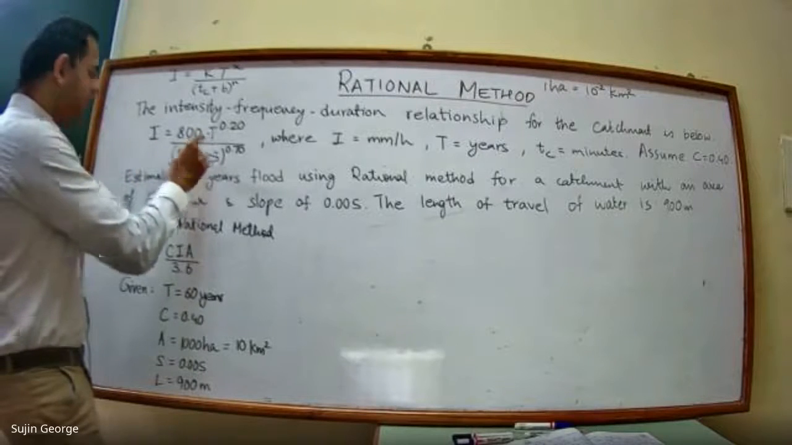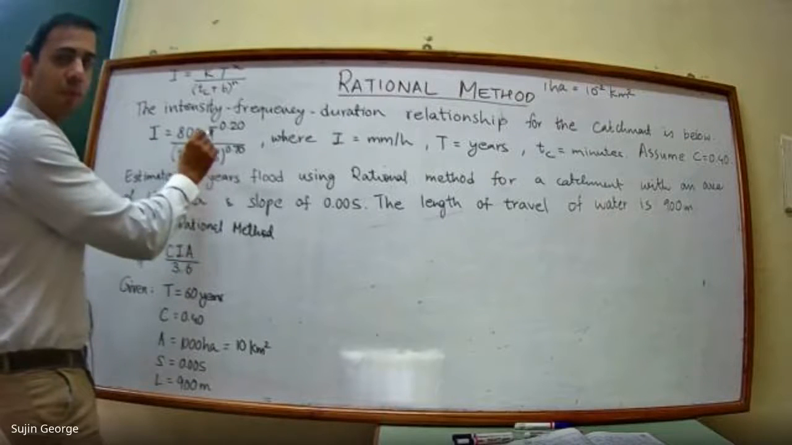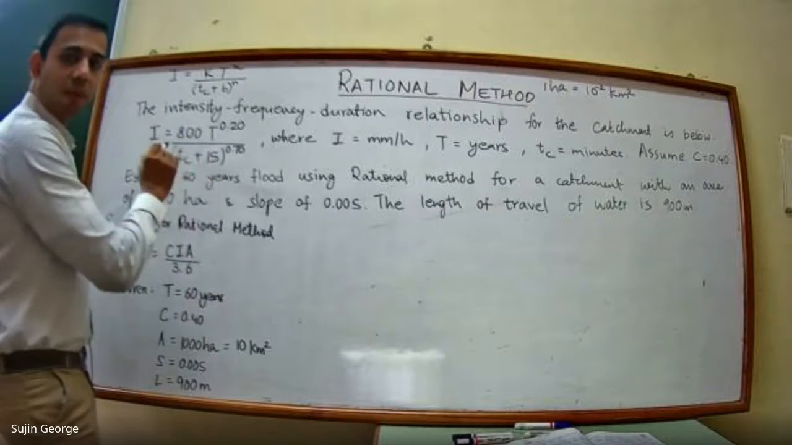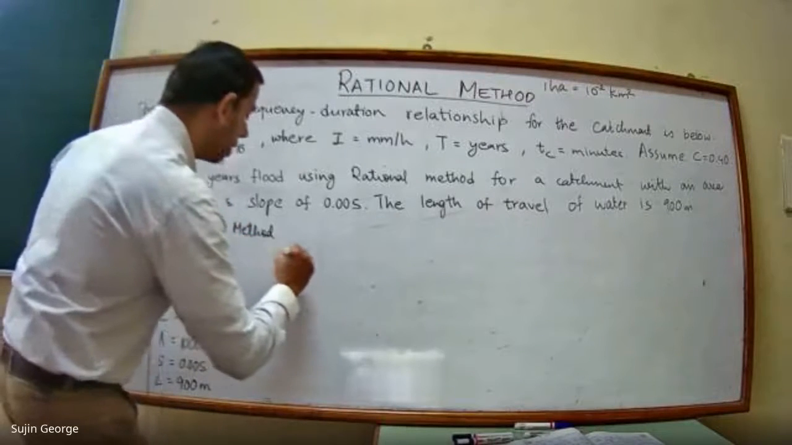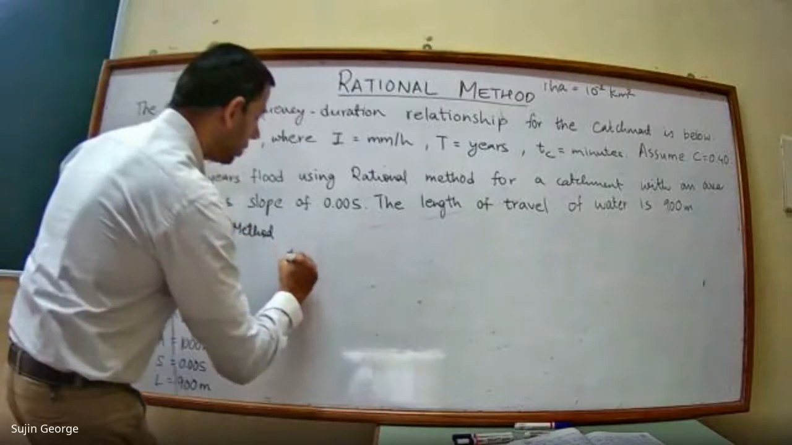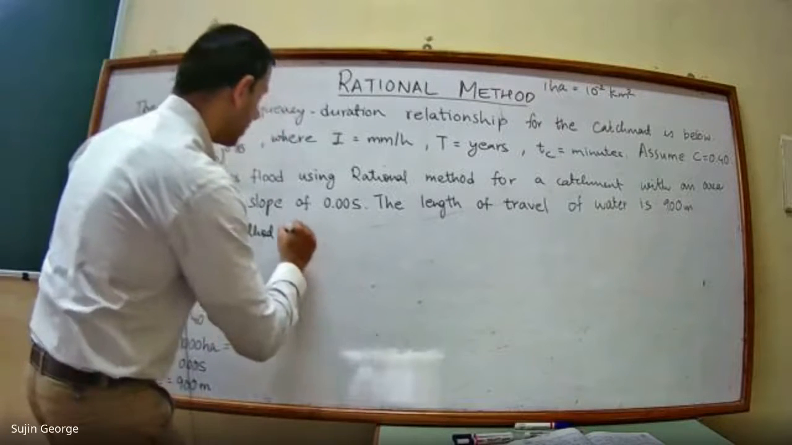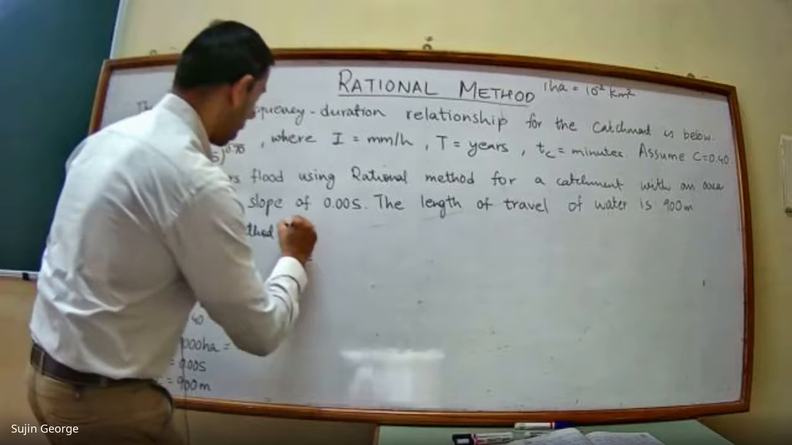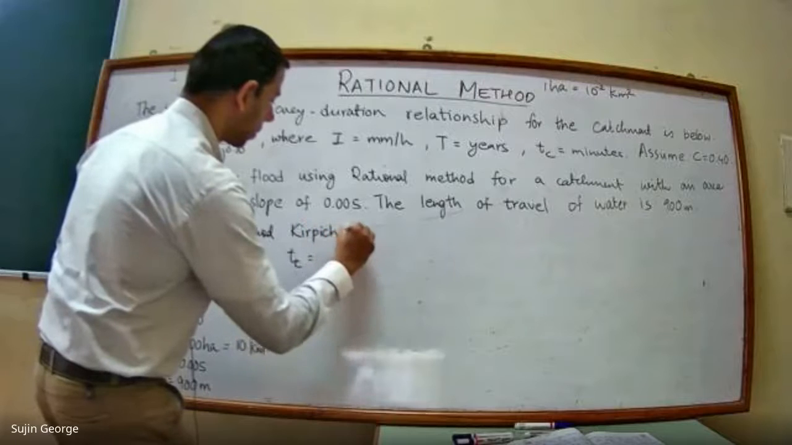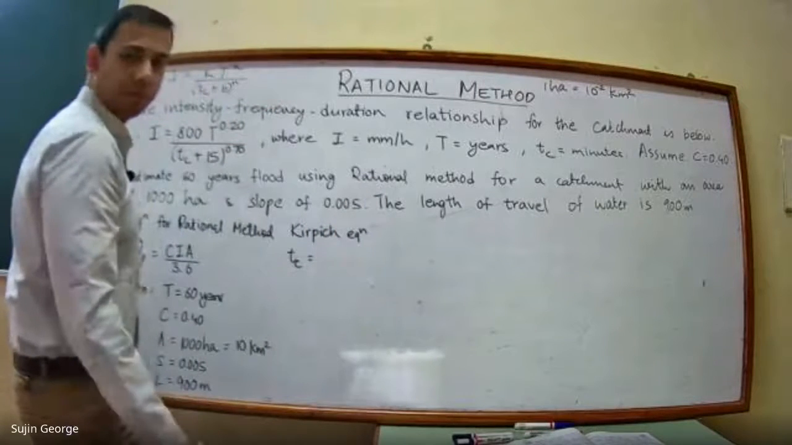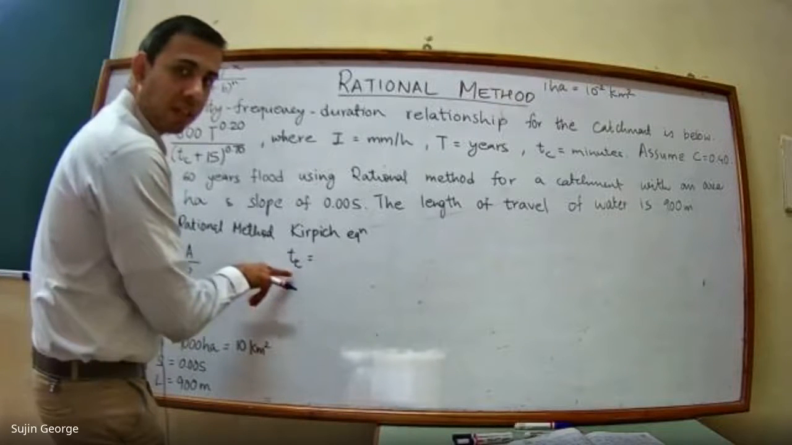Here when we substitute T, T value is 60 years, it's given. So we can substitute 60 over here. But TC value we don't know. So we need to find out the value of TC. So TC is found out by the equation given by Kirpich. This equation is known as Kirpich equation. With that we can find the time of concentration TC.